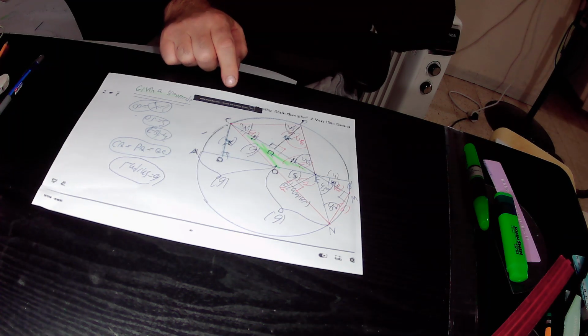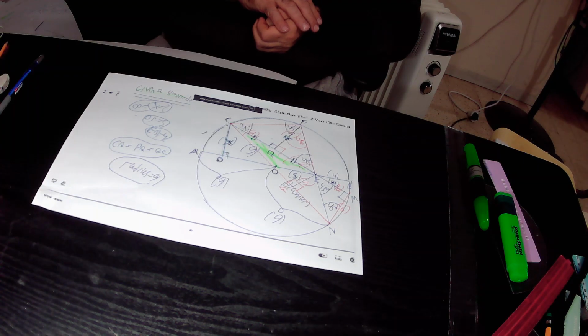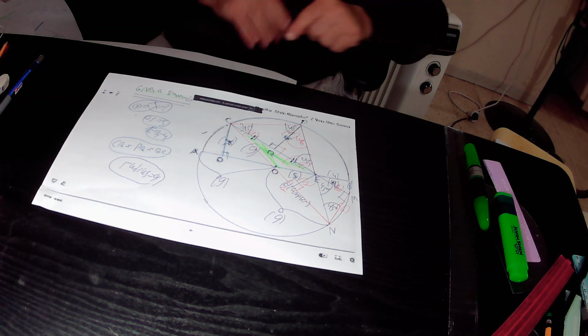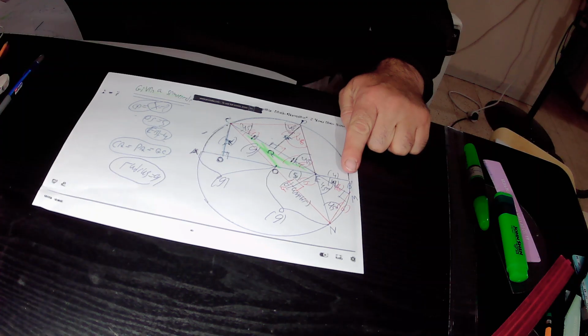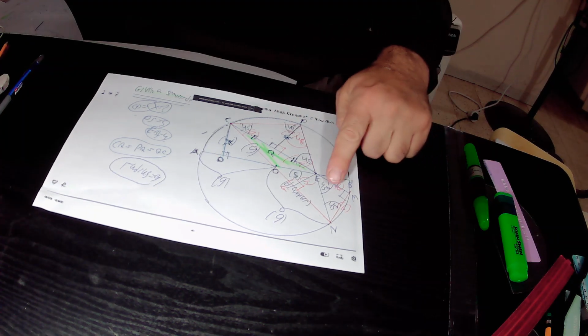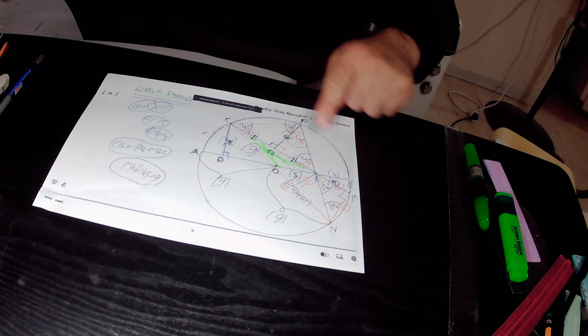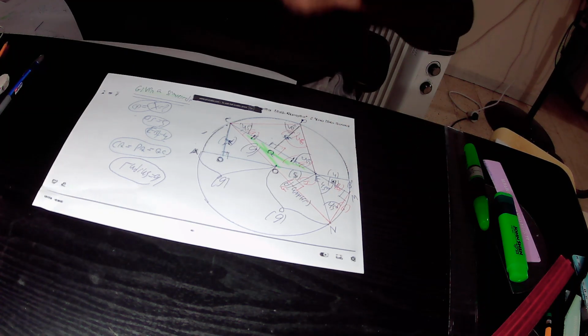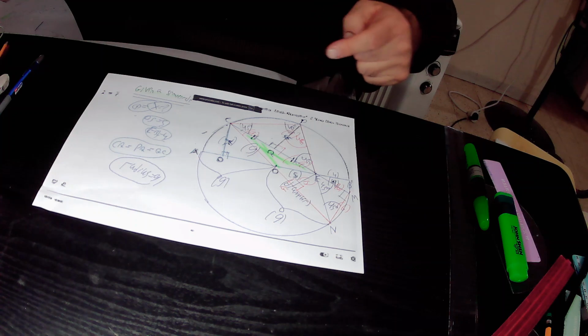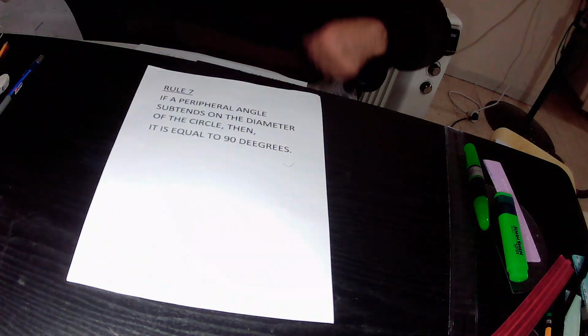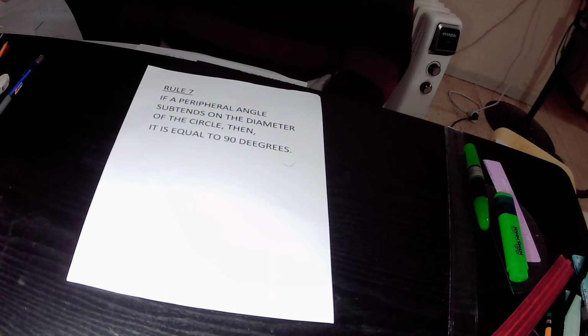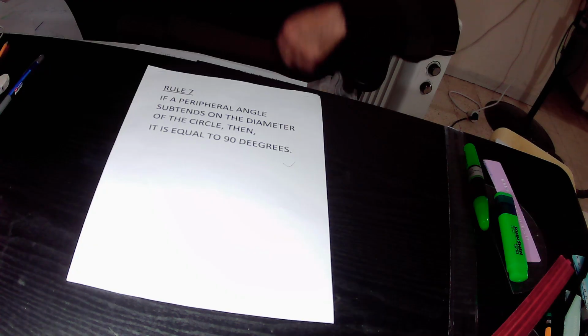In the next step, we implemented the converse rule of rule 5, that is rule 7, in this peripheral angle CMN. Peripheral angle CMN subtends on CN, that is the diameter of this circle. Therefore, according to rule 7, peripheral angle CMN must be equal to 90 degrees in size. Repeat again, rule 7 is the converse rule of rule 5. Repeat quickly on rule 7. According to rule 7, if a peripheral angle subtends on the diameter of the circle, then it is equal to 90 degrees in its size.